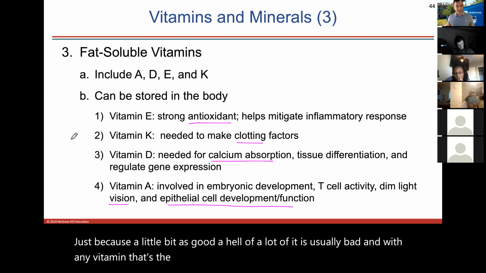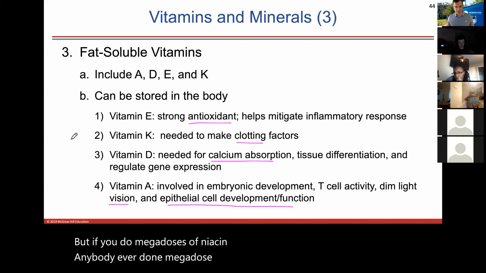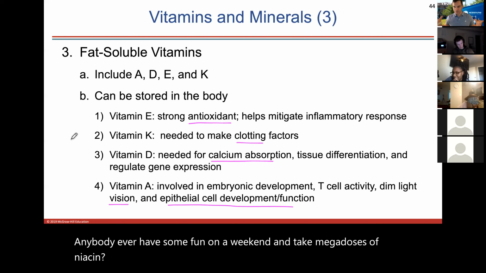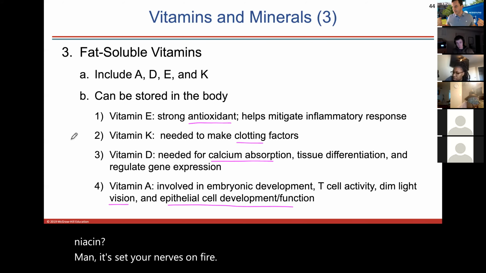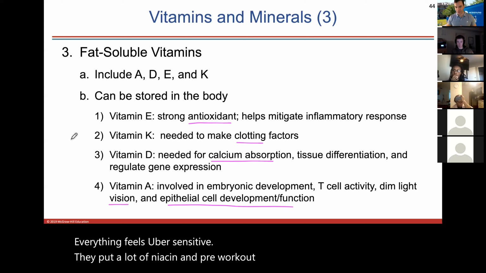Okay. Niacin, right? Niacin's fantastic. But if you do mega doses of niacin, has anybody ever done a mega dose of niacin before? Anybody ever have some fun on a weekend and take mega doses of niacin? Man, it sets your nerves on fire. Okay. You get that niacin flush, potent vasodilator. Everything feels uber sensitive. They put a lot of niacin in pre-workouts and supplements to give you that feeling like something's happening.